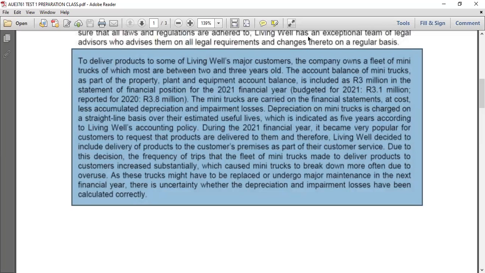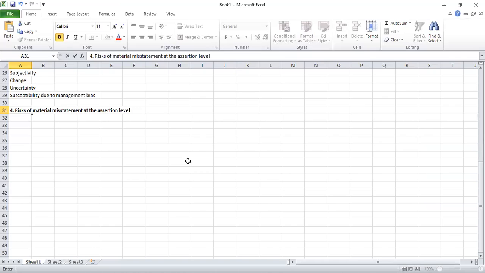There are two risks that I already see there. Right. There's a possibility that depreciation might not be calculated using the what? Reducing balance method, a straight line method. So there is a possibility that they might wrongly fail to use the straight line method.